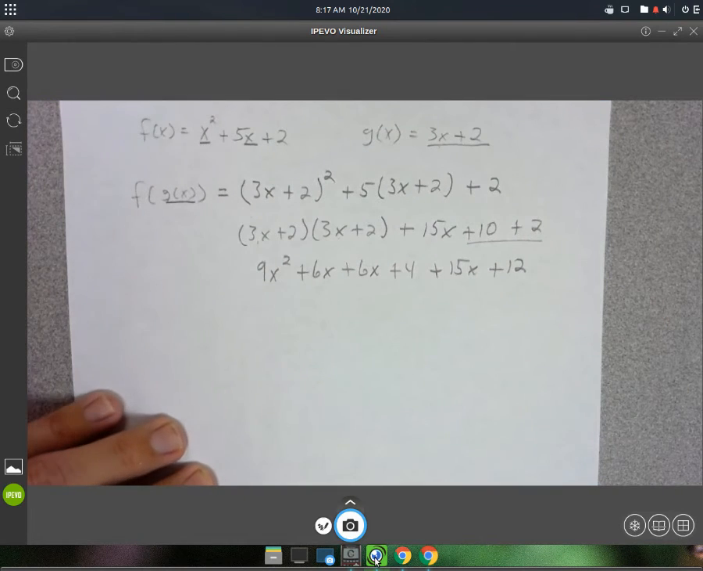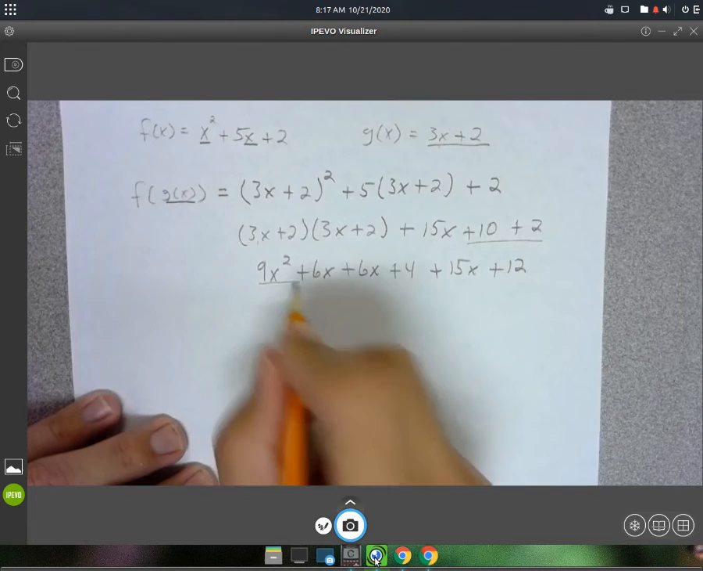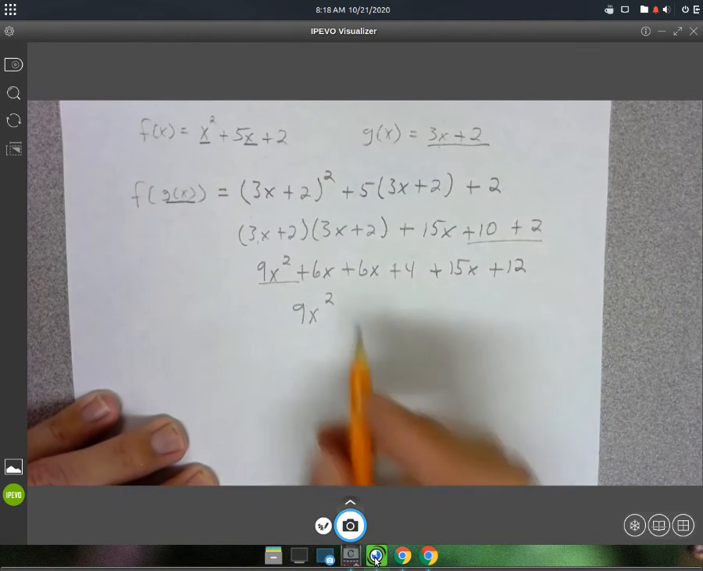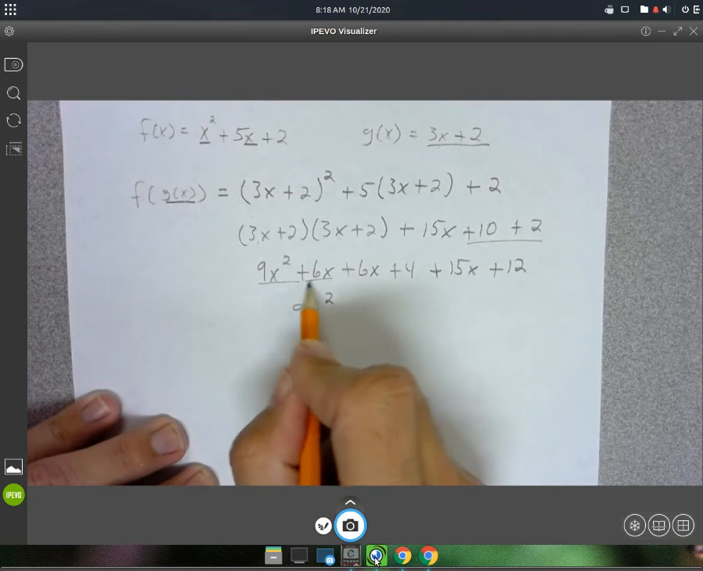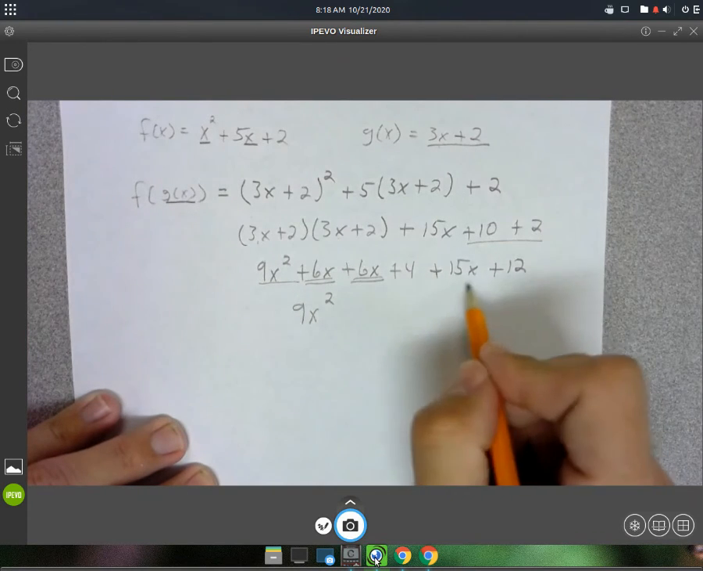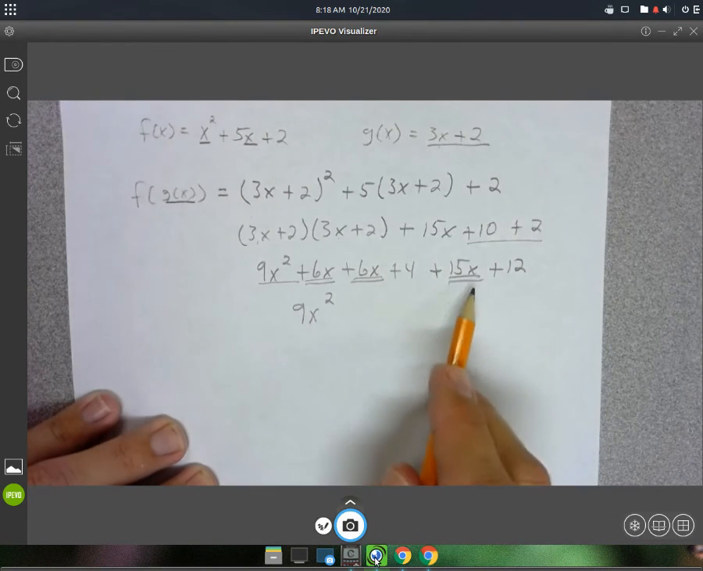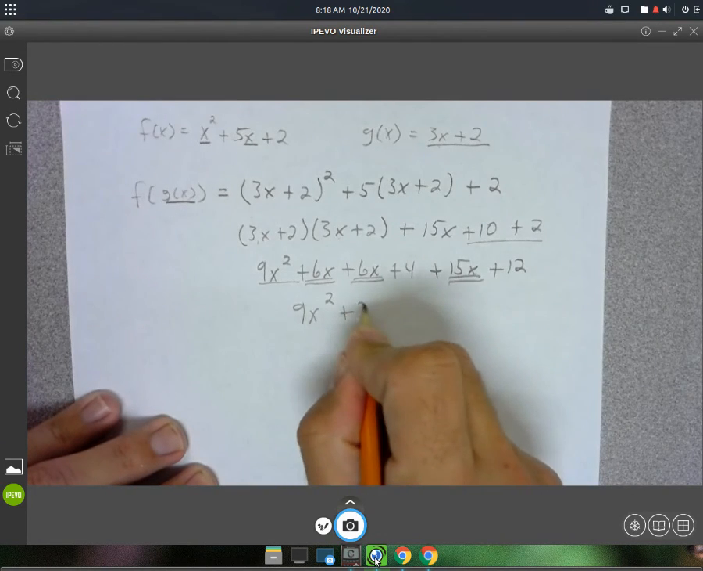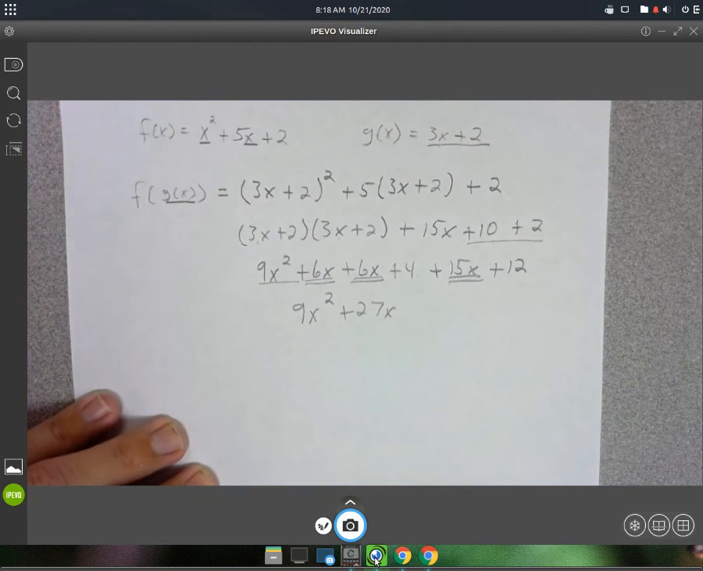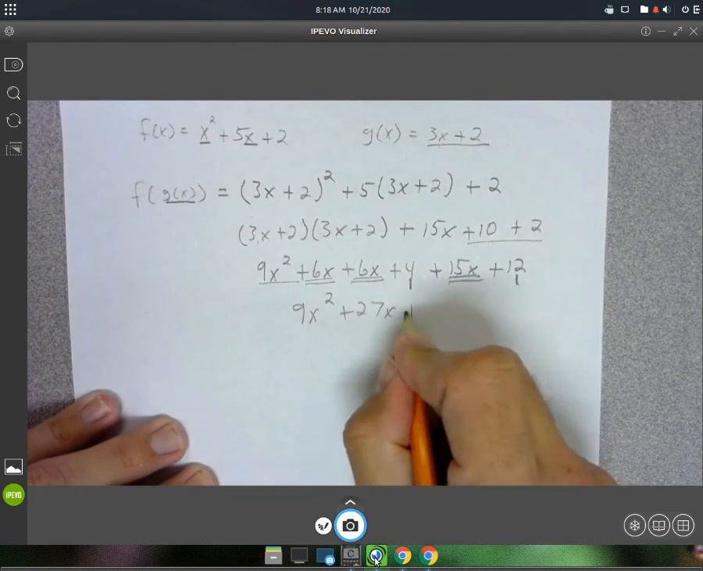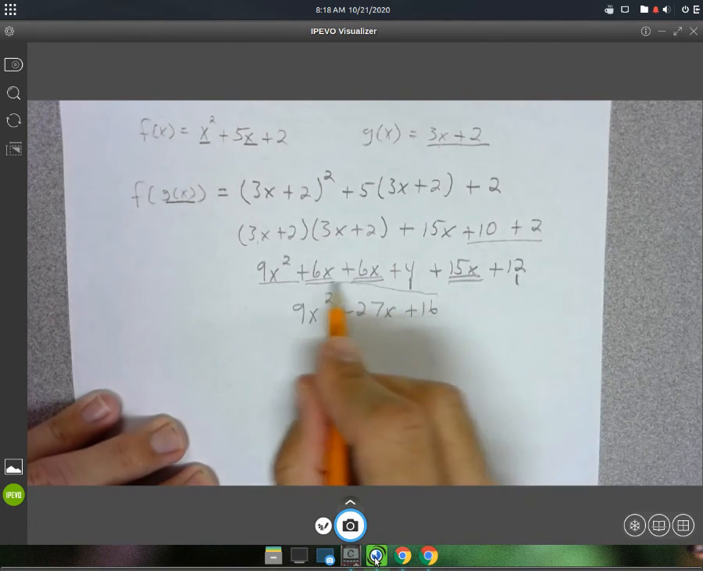All right, we got to combine all these terms now. So this is the only x squared term. As far as the regular x's go, we've got 6x, 6x, and 15x. So that's 12 plus 15 is 27x. All right, and then our regular numbers, you got 4 and 12, so 16.